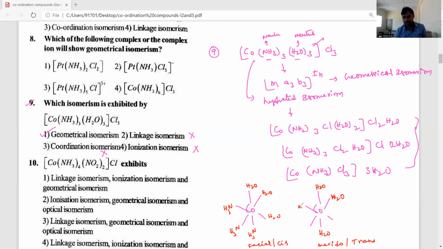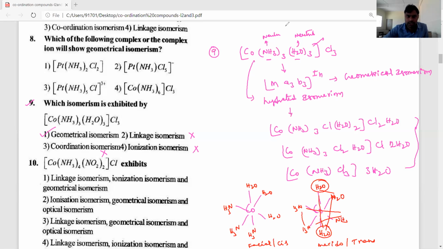The remaining NH3 and NH3, this water and water will be on opposite sides. The three NH3s are opposite, like it is a trans or meridional. Cis or facial. Ma3B3 exhibits geometrical isomerism. Okay, one cis and one trans isomer are present. So the answer is the first option.